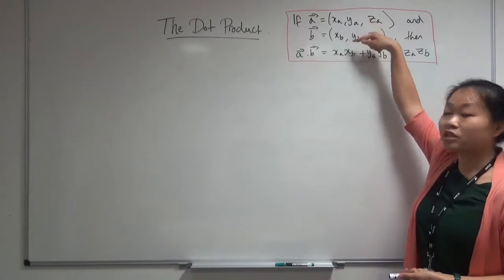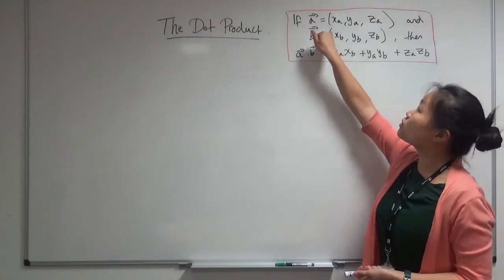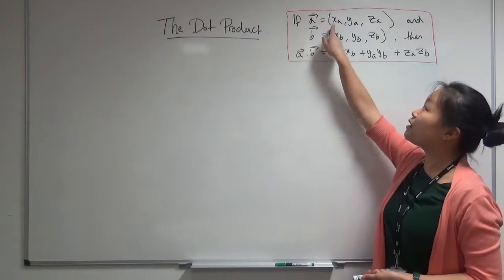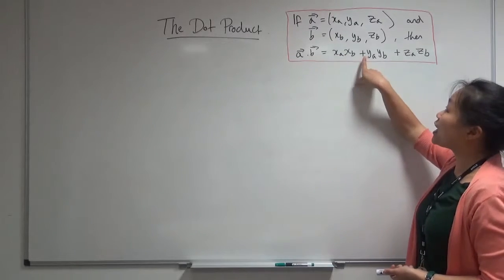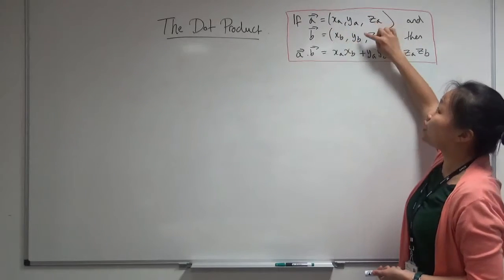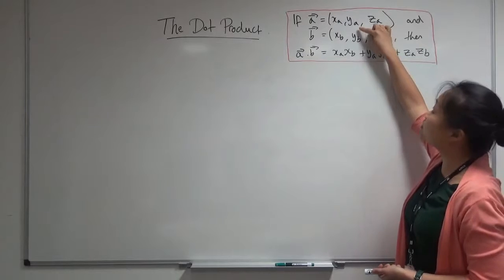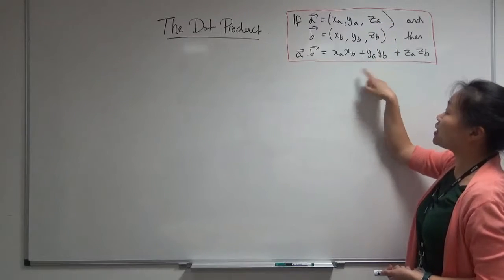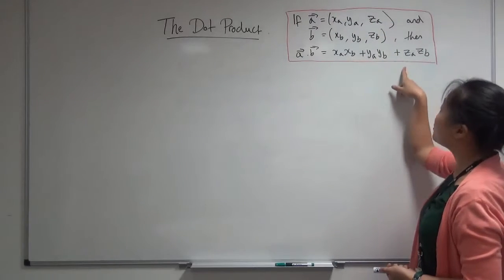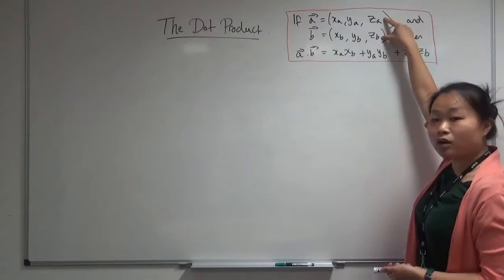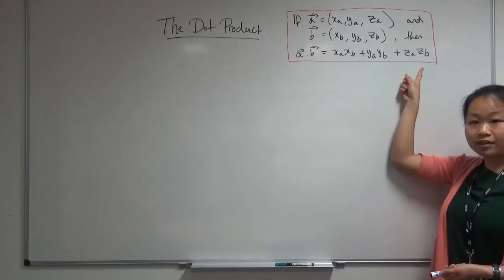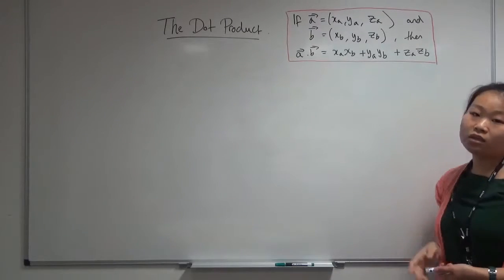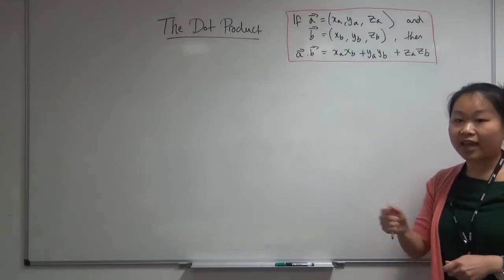So we look at corresponding components. The corresponding x components of a and b are xa and xb. We multiply those two together. And then we add the product of the y components of our vectors, so ya and yb. We multiply those together, we add. And then we also add the product of the z components of our vectors, za multiplied by zb, and that gives us this. So this formula we can use to calculate the dot product of a and b.